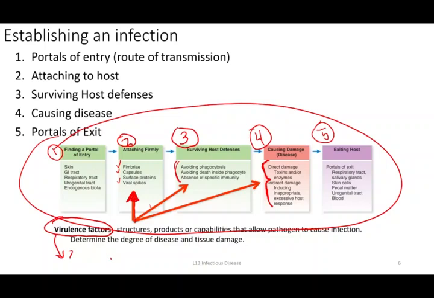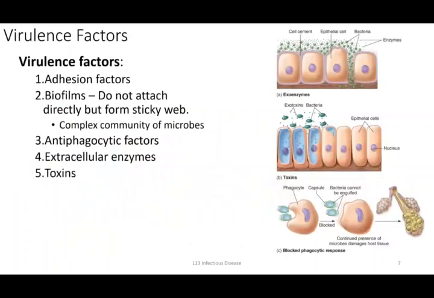But these virulence factors are going to be most important in these middle three. As you can see, this is where it's really allowing a microbe to establish an infection and potentially cause disease. And so the more of these characteristics or virulence factors that a given microbe has, the more likely a microbe or pathogen is going to be able to progress between these consecutive phases of establishing an infection and disease. So these are different categories of virulence factors.